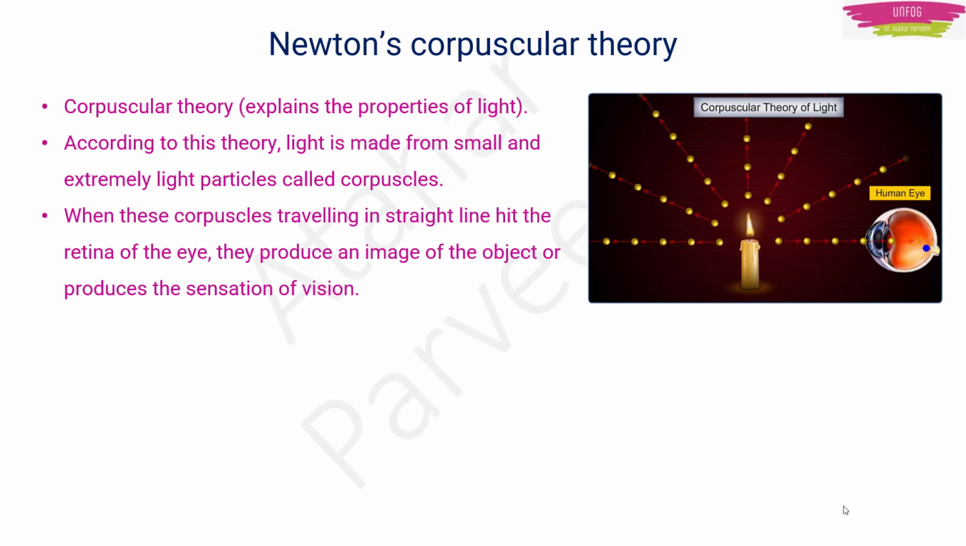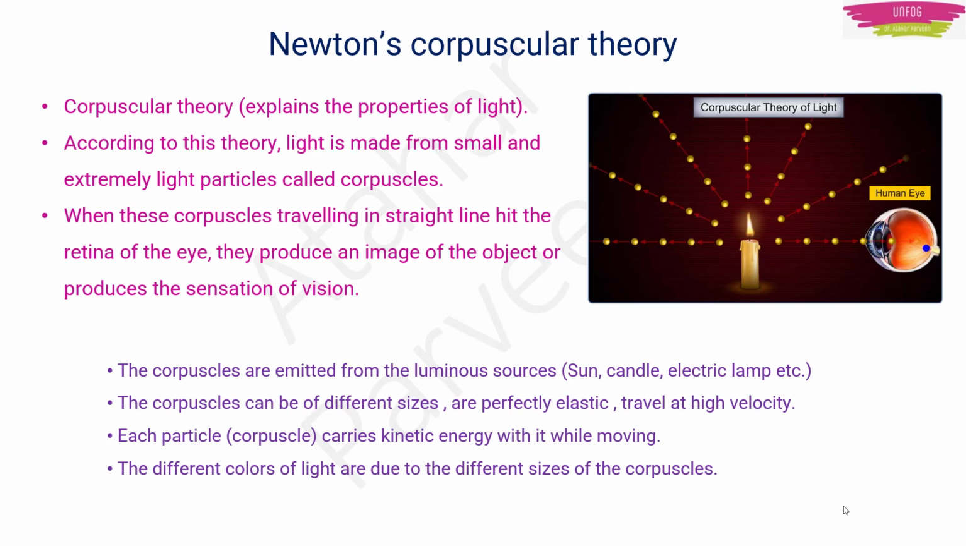But he gave a little more details about that light also. For example, he told that these corpuscles or these particles of light are emitted from luminous sources. What are the luminous sources? Sun, it is a natural luminous source. Candle, electric lamp, etc. All the sources which emit light. From the sources, the corpuscles are emitted, Newton told. Then in the light which is emitted, you have these particles, which we call corpuscles now, according to Newton's corpuscular theory.